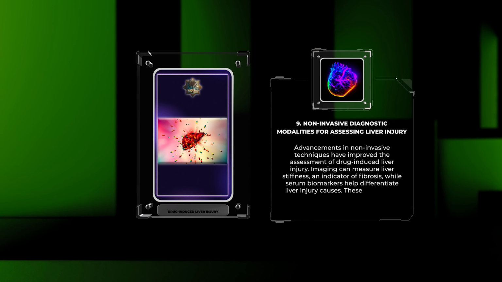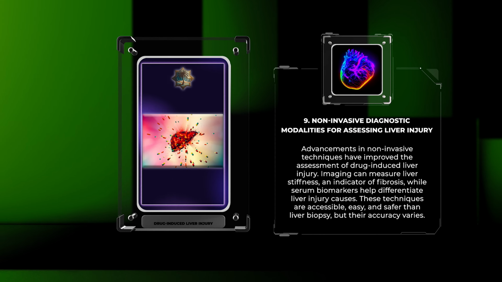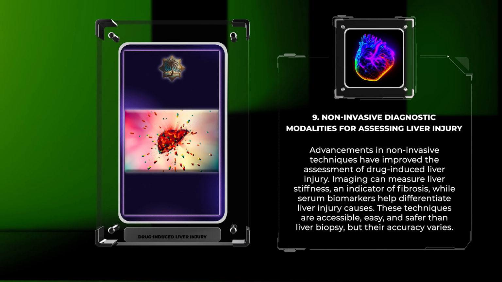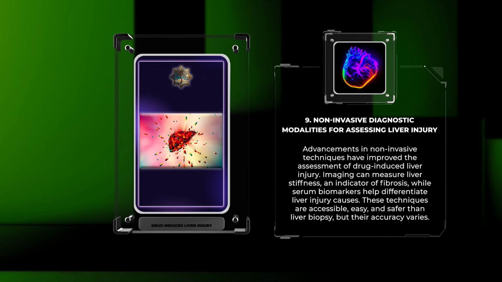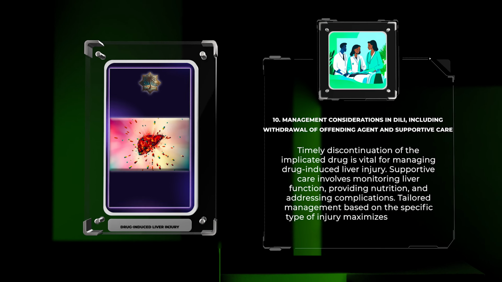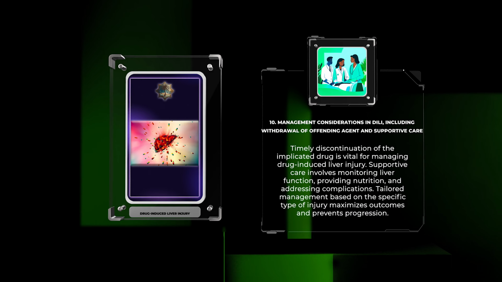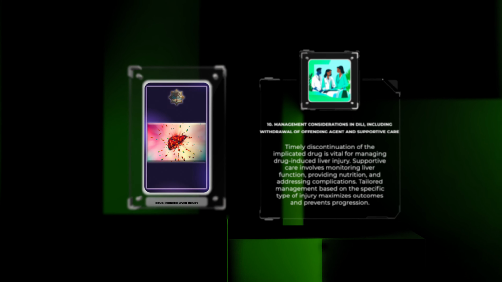Advancements in non-invasive techniques have improved the assessment of drug-induced liver injury. Imaging can measure liver stiffness, an indicator of fibrosis, while serum biomarkers help differentiate liver injury causes. These techniques are accessible, easy, and safer than liver biopsy, but their accuracy varies. Timely discontinuation of the implicated drug is vital for managing drug-induced liver injury. Supportive care involves monitoring liver function, providing nutrition, and addressing complications. Tailored management based on the specific type of injury maximizes outcomes and prevents progression.